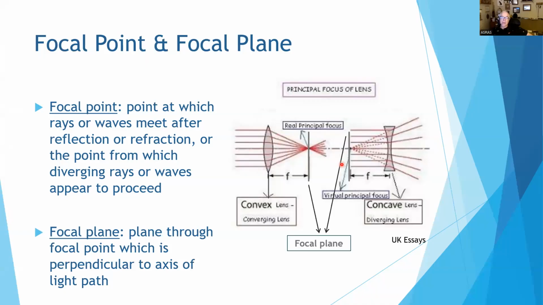This is the same arrangement, except that here light comes in and is diverged by the lens, and the focal point is where these rays come back together here, again as a virtual focal point rather than a real focal point. And the placement of the focal plane is again right through the focal point on the axis.